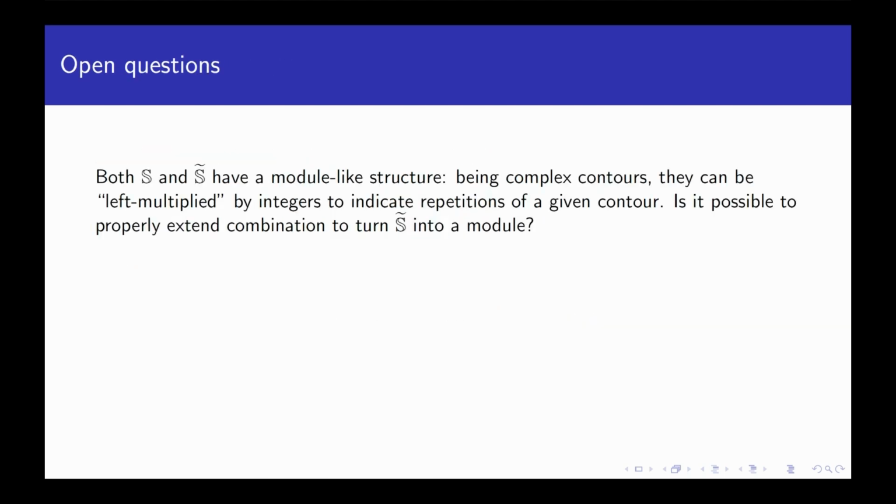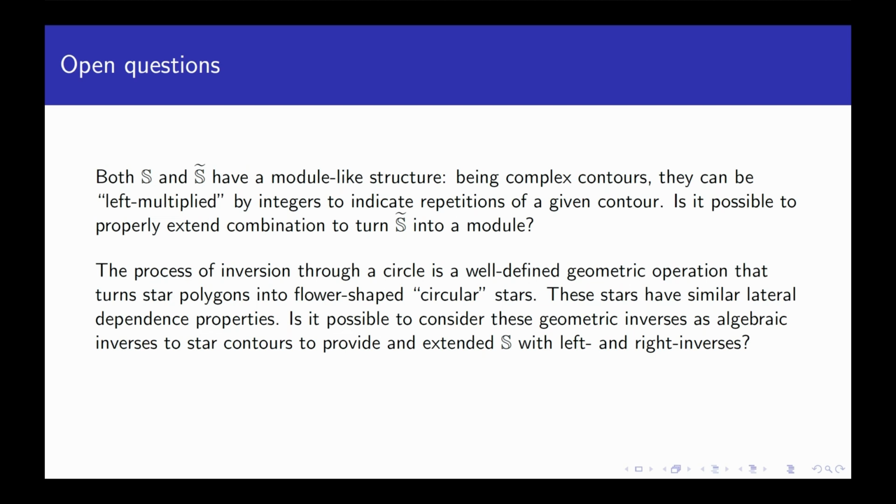One is, I haven't talked about the fact that these were complex contours, so you can put integers in front of them. Right? You can make a module out of contours. I don't know if that translates to something interesting on these things. The other tidbit is that if you do geometric inversion, a process that turns lines into circles and circles into lines, every star inverts into these beautiful rose geometric objects which have all of the same lateral dependence properties but in the opposite order. I have been trying forever to figure out if there's a way of making this geometric inverse for stars into some kind of arithmetic inverse, like a left or a right inverse, to make it function more like matrix multiplication. Got a couple of near misses on that one, but I don't quite know what it is.